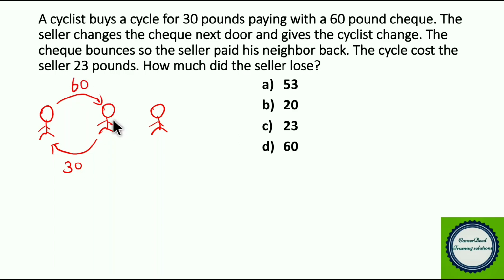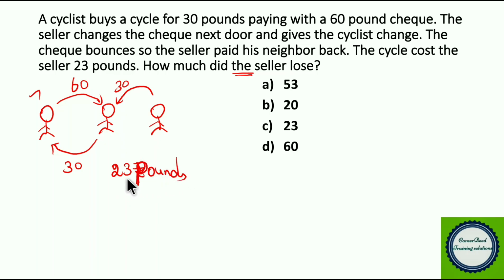Since the seller doesn't have change, he is getting 30 pounds from the neighbor and paying it to the buyer. So in the entire transaction you have to find how much the seller lost, because the check given by the buyer bounces back. So the actual cost price of the cycle is only 23 pounds, right?